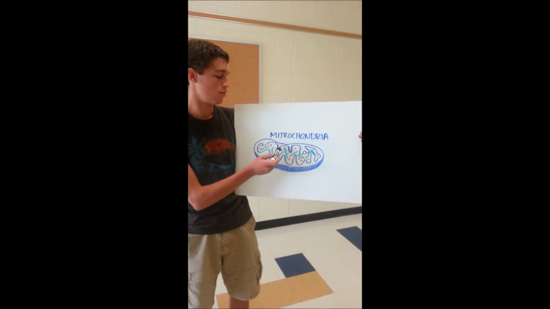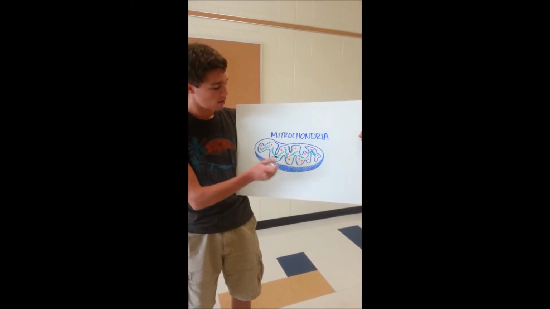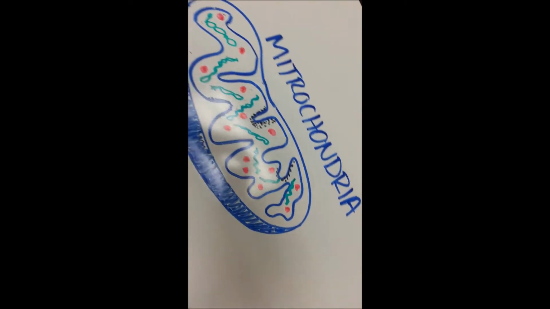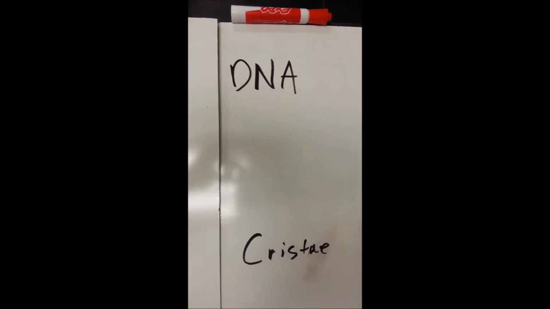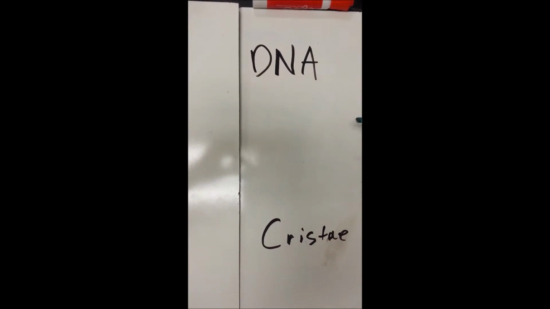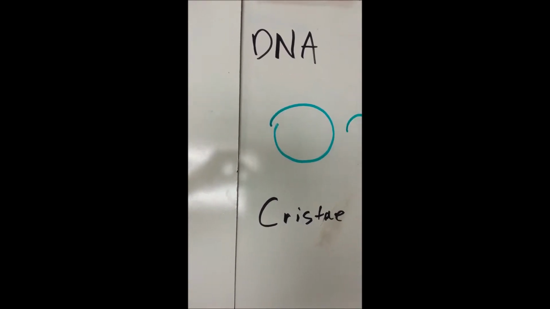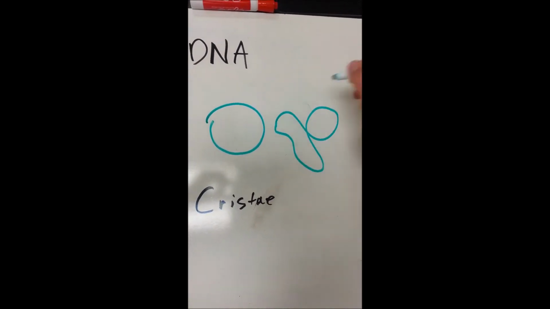The mitochondria consists of DNA, ribosomes, cristae, and the matrix which contains all this, and even a double membrane. The mitochondria contains its very own DNA, that way it can produce its own proteins. They're in circular form, but sometimes they get tangled up and become a bit messy, like in the picture.